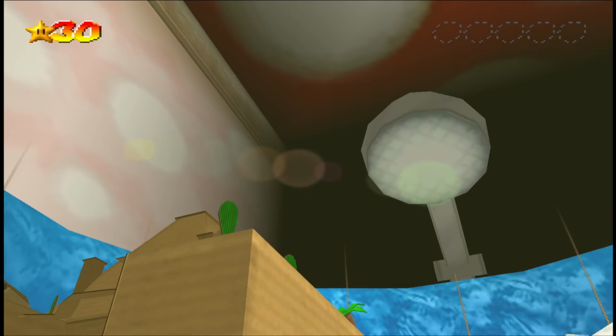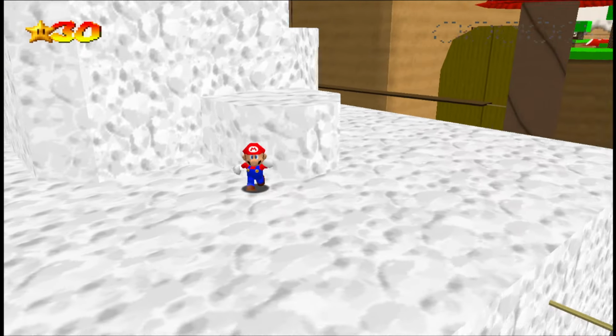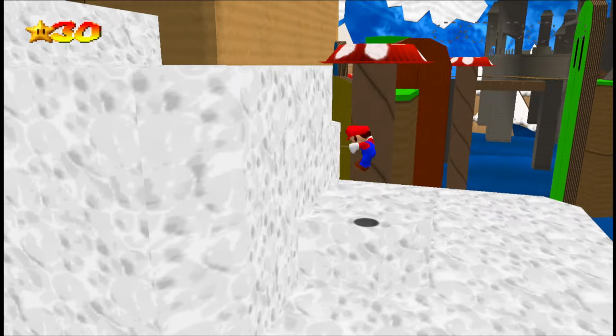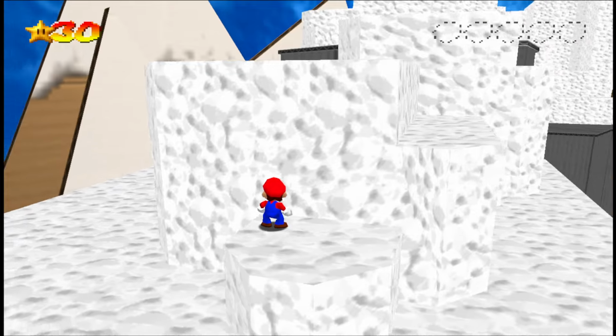So we have a light source that is over there. The light source does not move. And then we have this texture here. So the lighting is baked into the texture here. It's being baked at runtime.